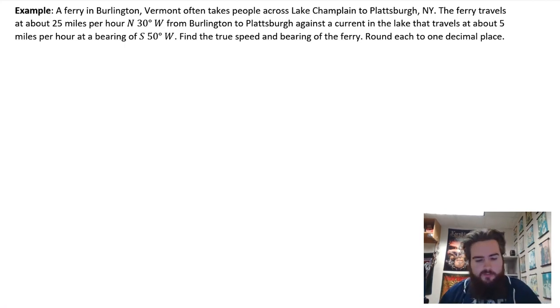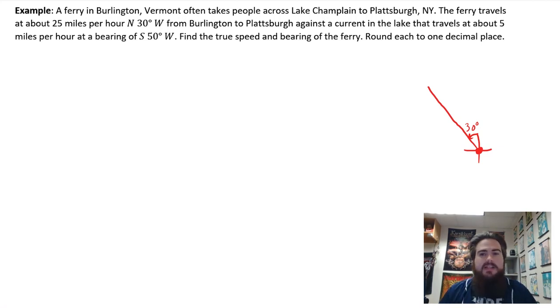If I draw a picture for this example, though, we have first that the ferry travels at about 25 miles per hour north 30 degrees west from Burlington to Plattsburgh. So that means I'll draw a little coordinate plane to represent where I'm starting and to demonstrate the bearing here of north 30 degrees west. That means if we face north and turn 30 degrees towards west, that direction is the direction of the ferry here.